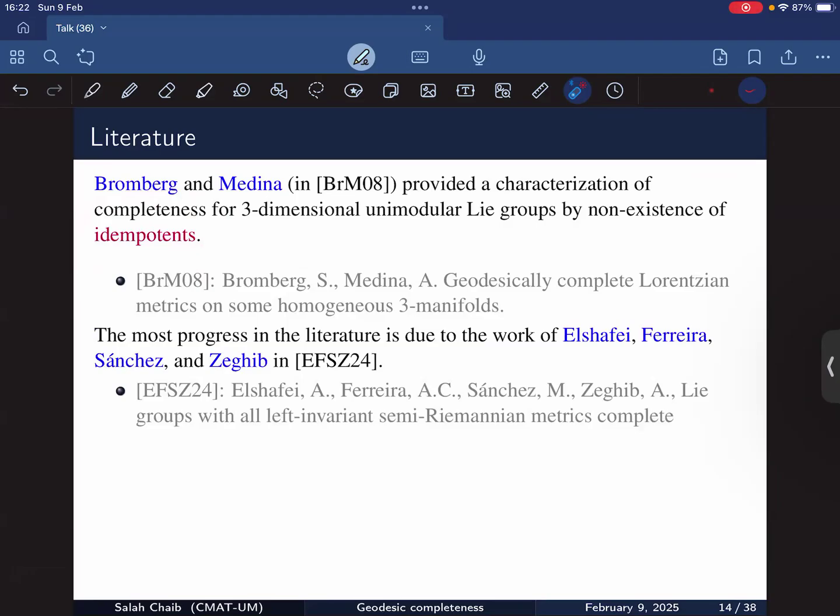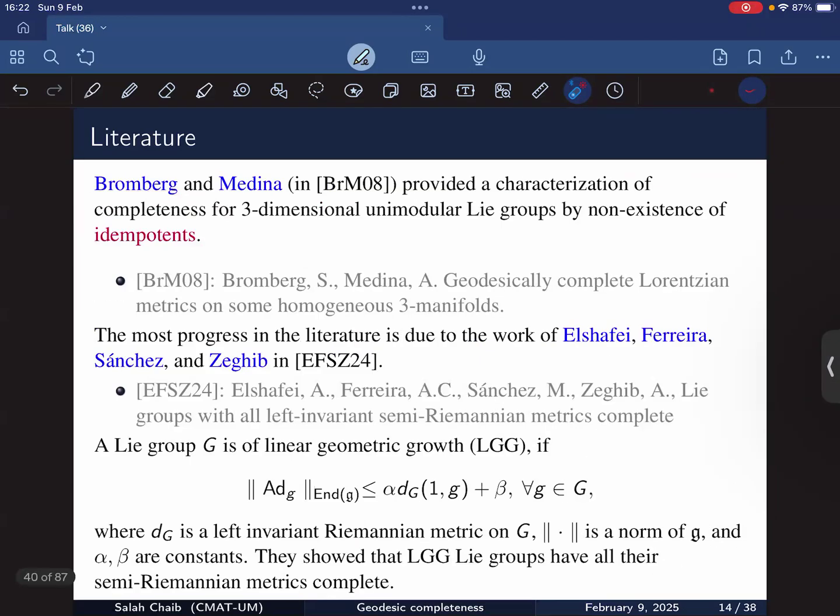And the most progress on this topic of geodesic completeness we know is due to the work of Shafi'i, Ferreira, Sanchez, and Zeghib. They defined the notion of linear geometric growth, which is given by this bound, where this is a norm on the Lie algebra, and this is a distance on the group, for the left invariant metric on the Lie group. They show that if a Lie group satisfies this, we say that it is of linear geometric growth, and that this list of groups have all their semi-Riemannian metrics complete. This is recent work, and this is the most progress we know in the literature.